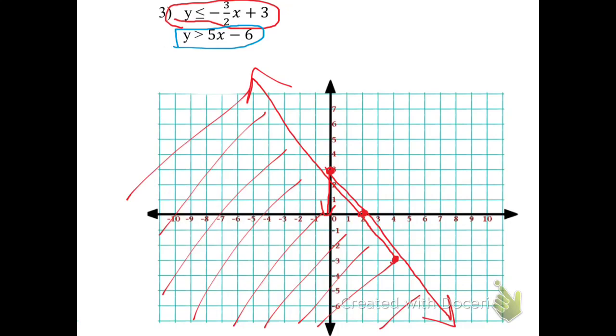It is y is greater than 5x minus 6. The minus 6 part is the y-intercept. It has a slope of 5, so you go up 5, right 1. So up 5, right 1, and you can put another point. You can do that a few more times. 1, 2, 3, 4, 5, up, right 1. Okay, we got our points now.